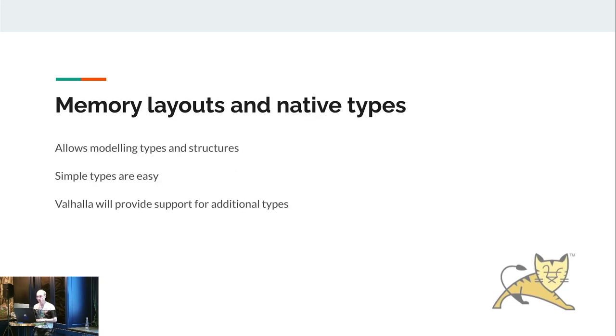Obviously, native code usually has some complex structures, so you have APIs to model types and structures. Simple types are easy to do, more complex, not so much, but well. Valhalla will provide support for additional types, because at the moment some extended types are not supported by the JVM, so that's a limitation of FFM at the moment.